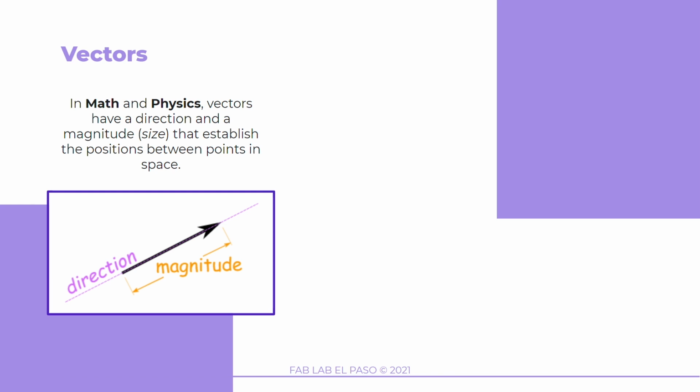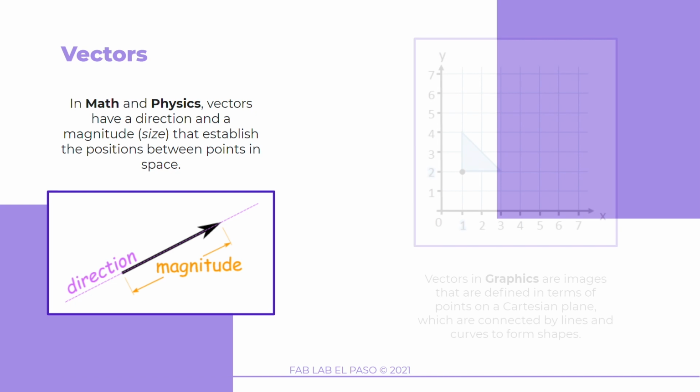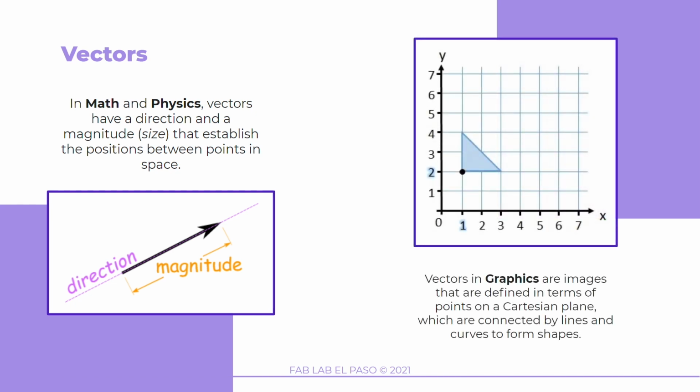When we start talking about vector design and vector graphics, the definition of vector changes a little. Since we are using a computer to design, we have to keep in mind that we will be working on a Cartesian plane. We also know this as a coordinate plane. Thus, graphics are images that are located on a coordinate plane. These graphics are made by connecting lines and curves to form shapes.